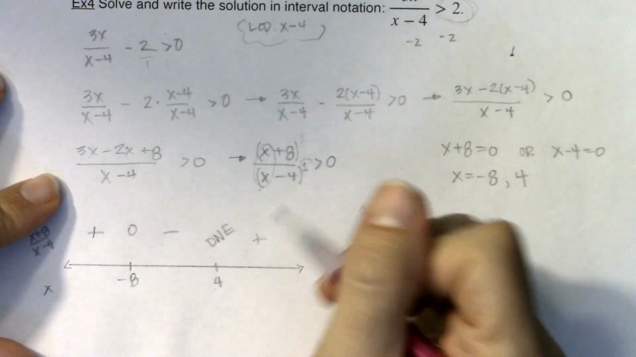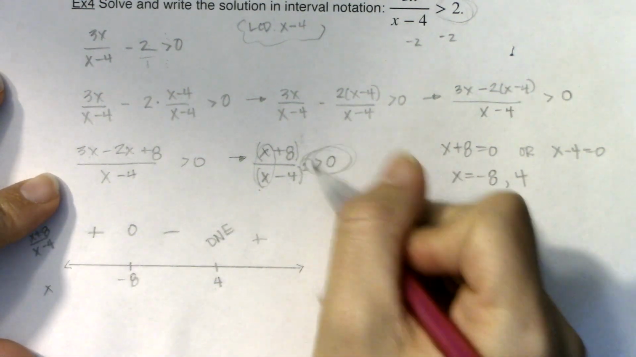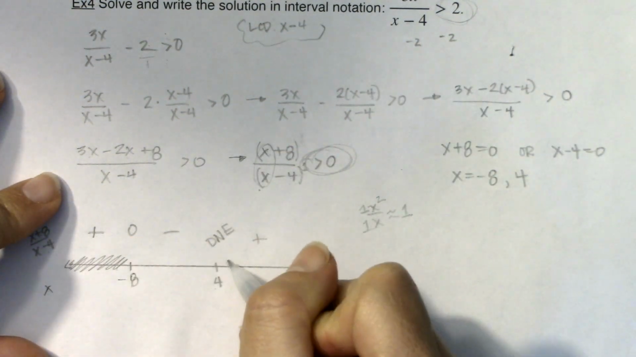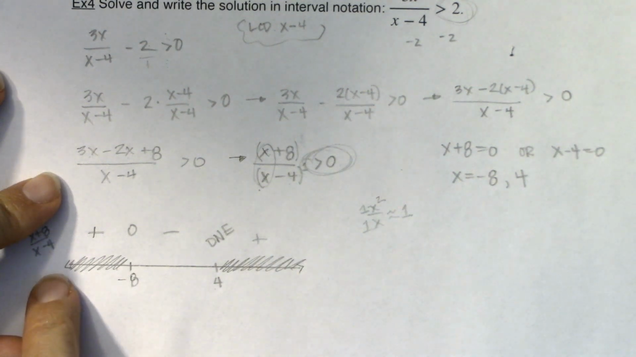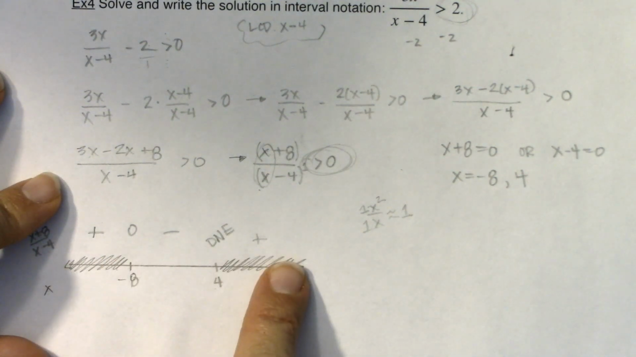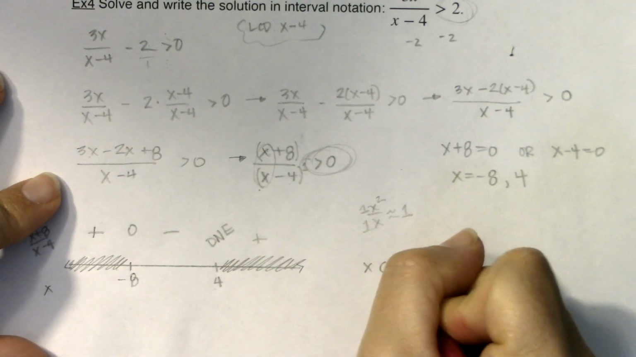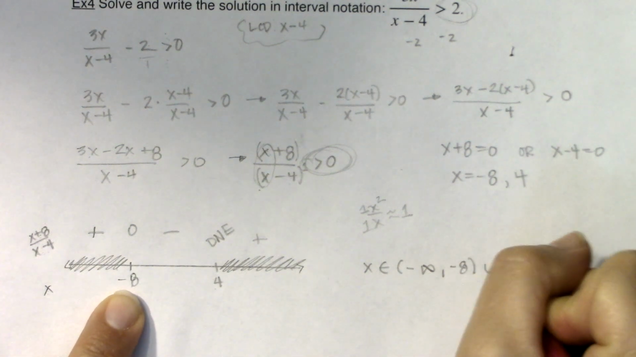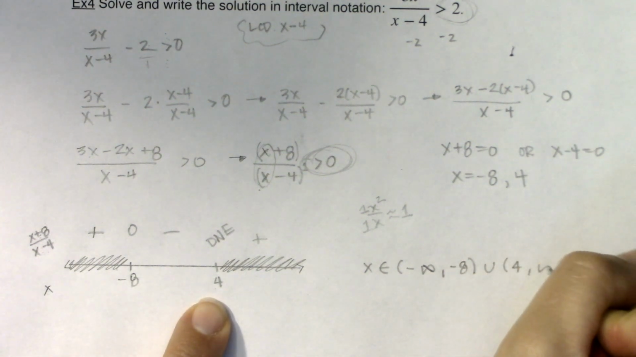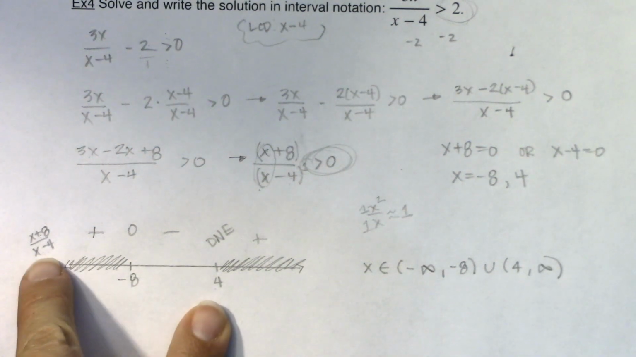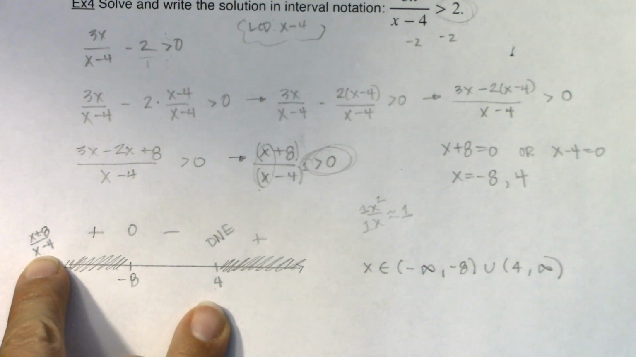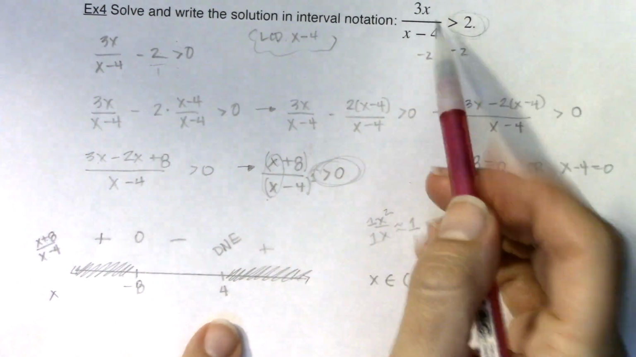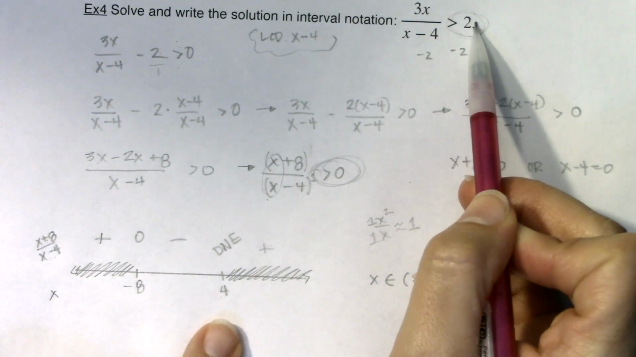And ultimately, when I go to look at my answer, I want, where is this thing greater than 0? So I want to collect positives. So I want this interval and this interval, keeping in mind you have a negative infinity over here and a positive infinity over here. So any x value between negative infinity and negative 8, or 4 to infinity, would result in this rational expression being positive. Or if we go all the way back to our original, let me scooch this down just a wee bit, it would result in this rational expression being greater than 2.